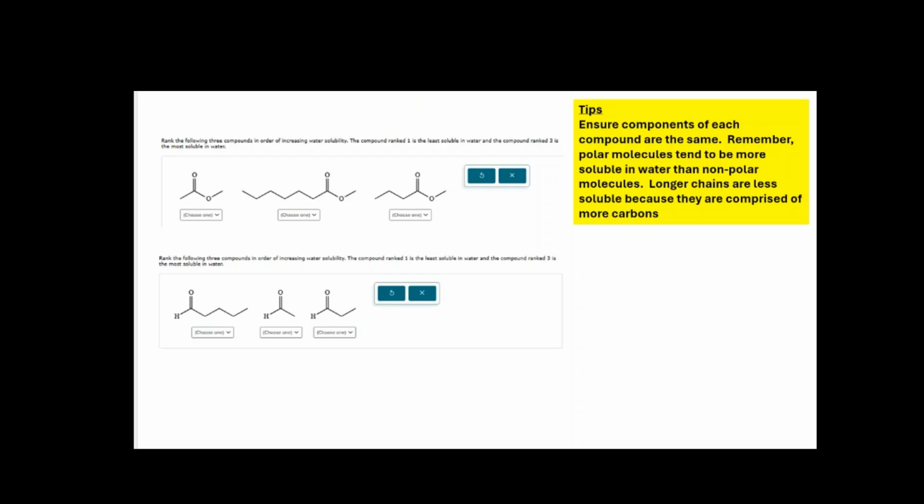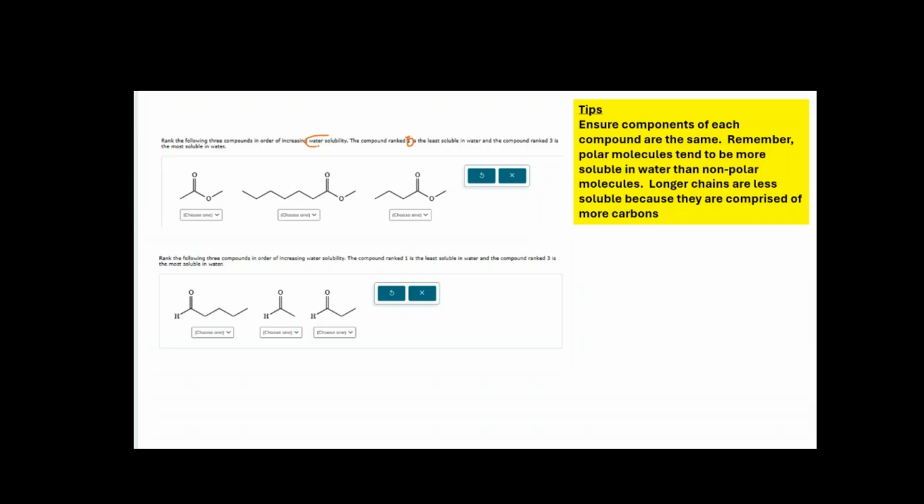Next up, I'm going to show you how to solve the ALEKS problem, ranking the following 3 compounds in order of increasing water solubility. What ALEKS is going to do here is show us 3 compounds, pretty similar, and ask which one's the most soluble in water and which one's the least soluble in water. It wants us to place a 1 under the one that's least soluble.